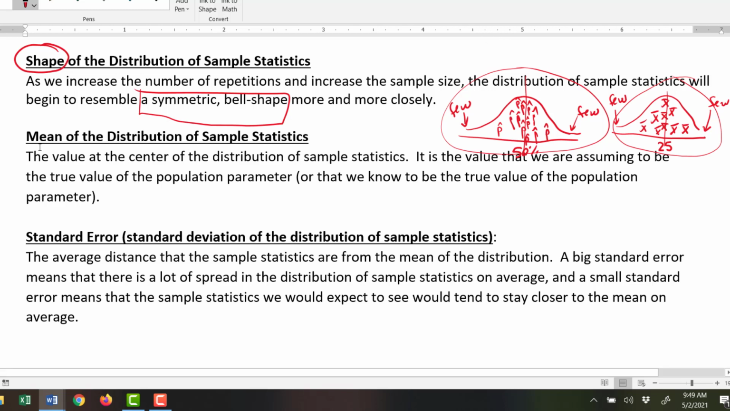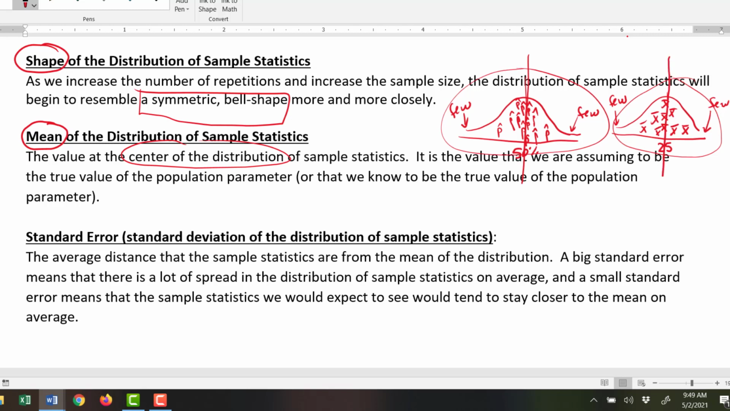statistics. Then the other thing you need to understand is that the mean of the distribution of this sample statistic is what we refer to as the middle, the value at the center of the distribution. It's this vertical line value here. So for our flipping coin, it was 0.5, right in the middle of that distribution. We call that the mean of the distribution. And for the hours worked, the mean was 25 hours per week. It's that value right in the center.